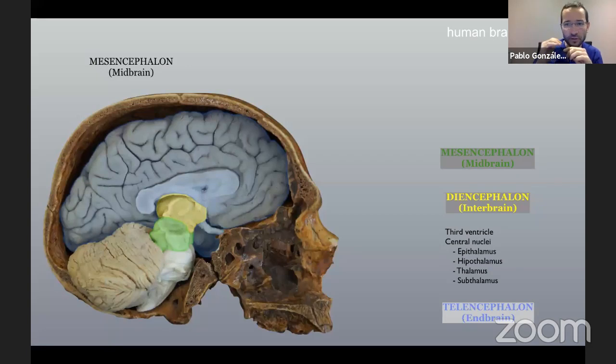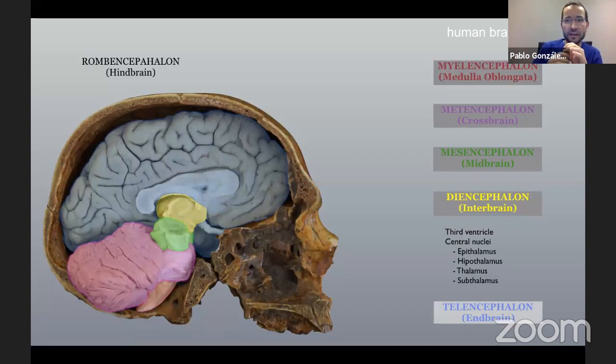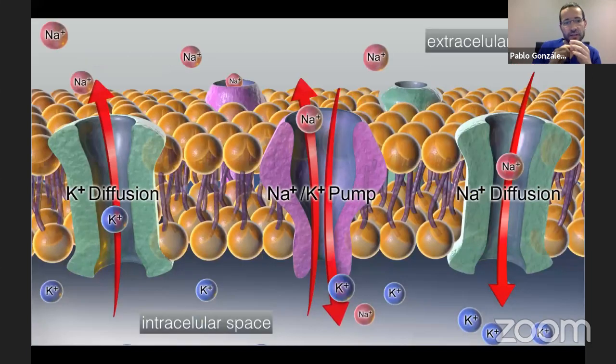And one floor below, we have the rhombencephalon, which is divided in an anterior part or ventral part, the protuberance, and a posterior part, which is composed by the cerebellum. And finally, we do have the myelencephalon, the small part of the brainstem, the medulla oblongata, which is connecting all these intracranial structures together with the spinal cord. So this division is coming from what we call the phylogenetic evolution of the central nervous system.